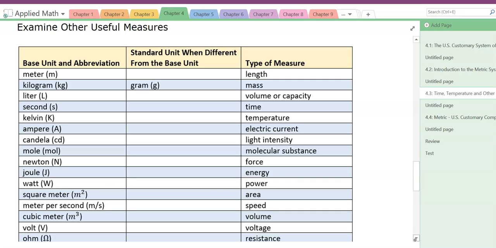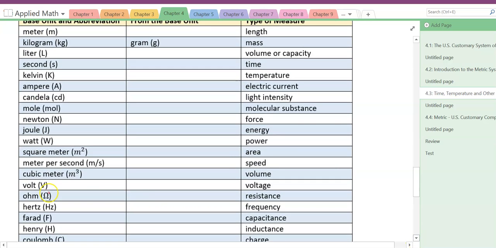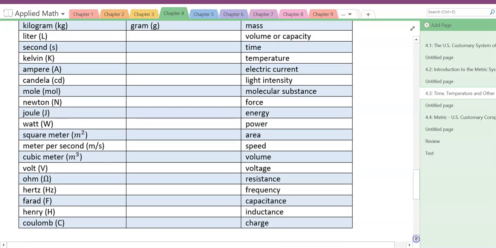So like if you didn't know like what a joule stood for, Joule, that is for energy. Or watt would be for power, so how many watts something has. So they've got voltage. Ohms is something that you'll see show up in problems a lot. That talks about resistance, so how much resistance something has. Hertz would be frequency.